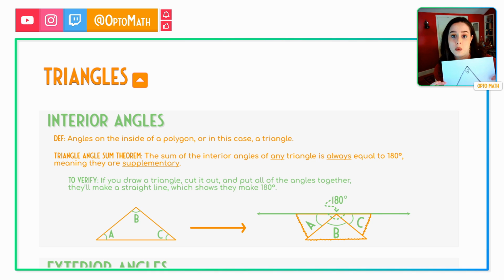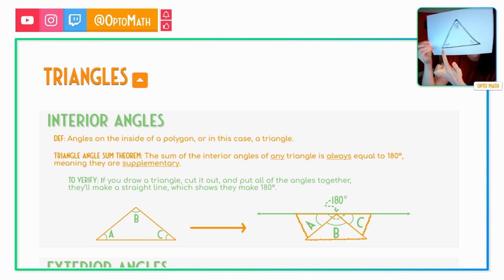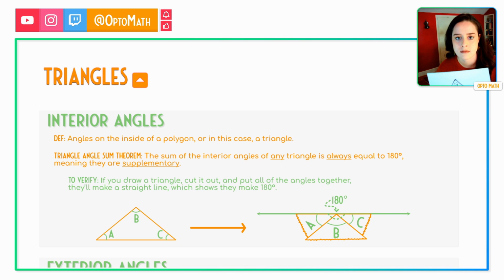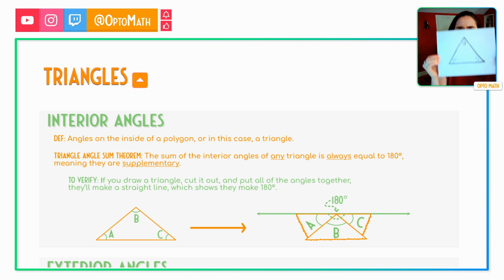I know this looks weird with the letters upside down, but it will help us see it a little better once I do the demonstration. So we've got three angles, A, B, and C. Okay, so what we're gonna do is cut this triangle out, and then we're going to cut out each angle. So I'm just gonna cut it like here, here, and here to get these angles. And then I'm gonna line them up and they're gonna make a line.